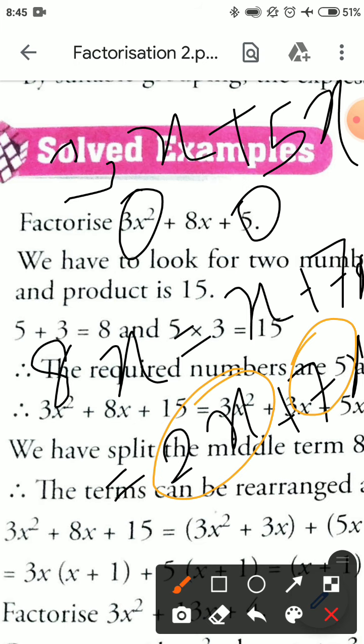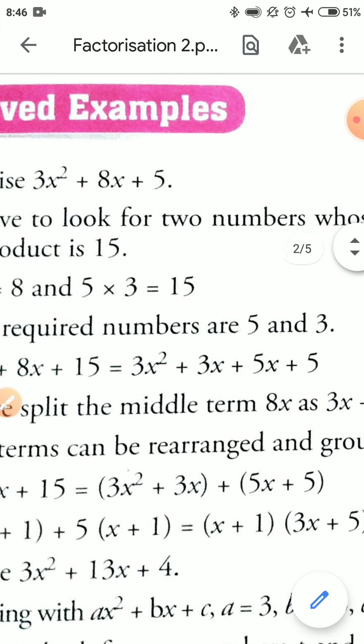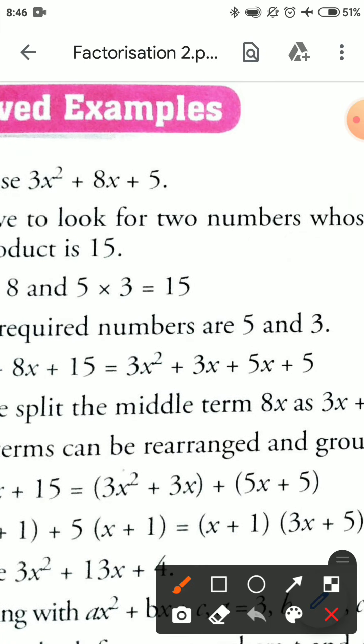So this 8x can be written as 3x plus 5x. Now as you can see, we have written this 8x as 3x plus 5x. Now again comes our first method, that is taking out the common factors. But how will you take the common factors, right? First of all, you will make the pairs, right? So I'm making here 3x square plus 3x one pair and 5x plus 5 as another pair.